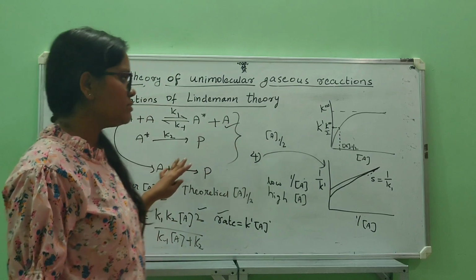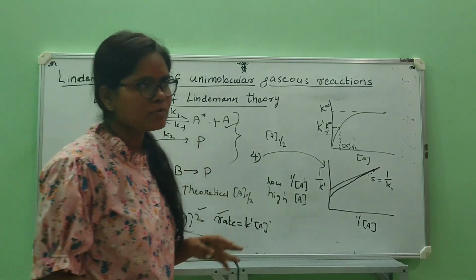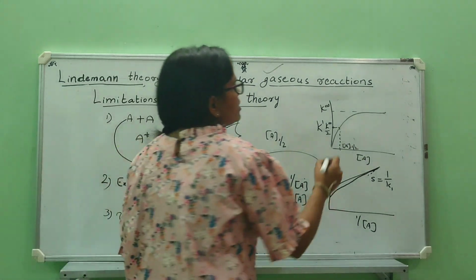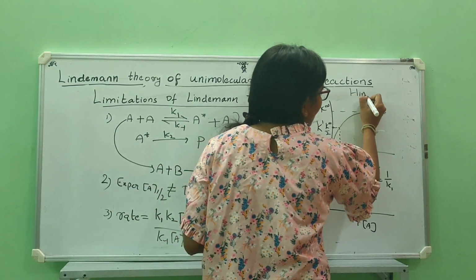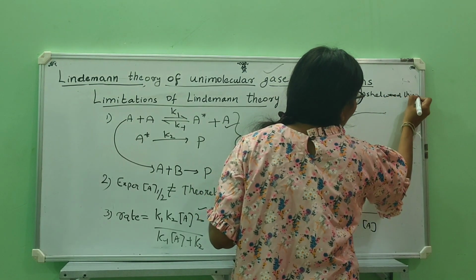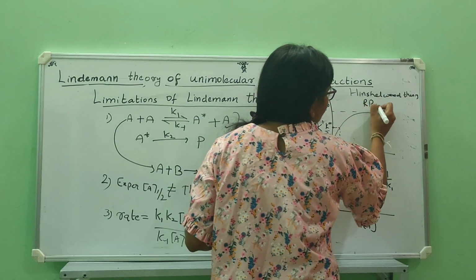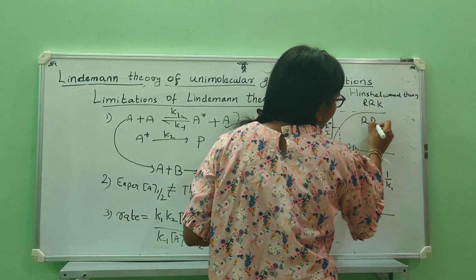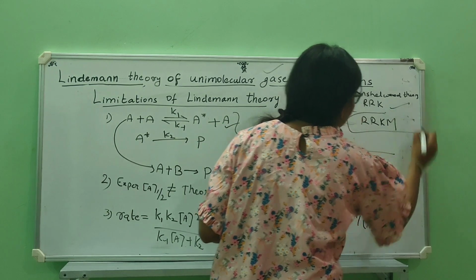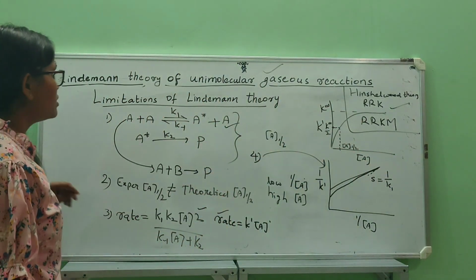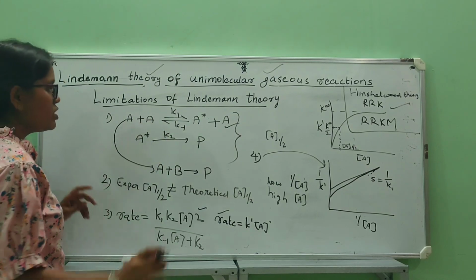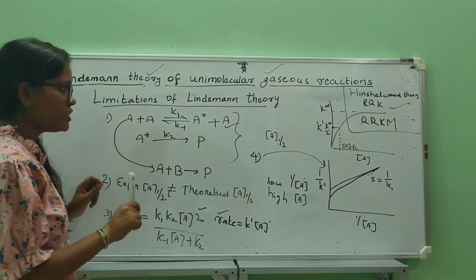To overcome these limitations, there are other theories proposed by scientists for unimolecular gaseous reactions, and they are Hinshelwood theory, RRK theory, RRKM theory. These are other theories, but questions are generally asked from Lindemann theory in CSIR NET and GATE exams. So this topic is very important for NET and GATE.